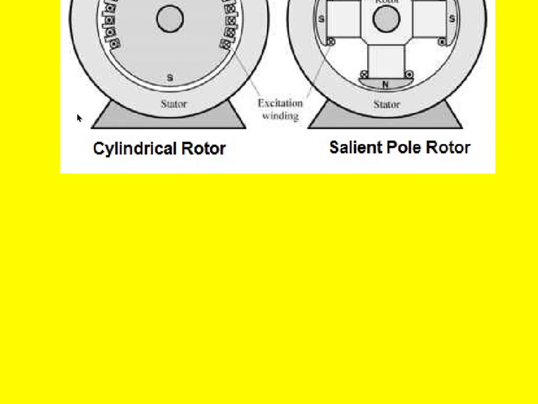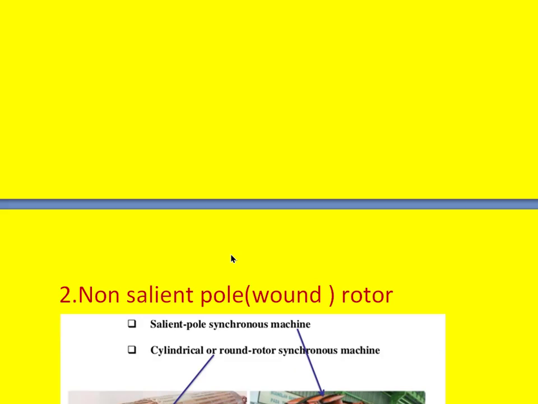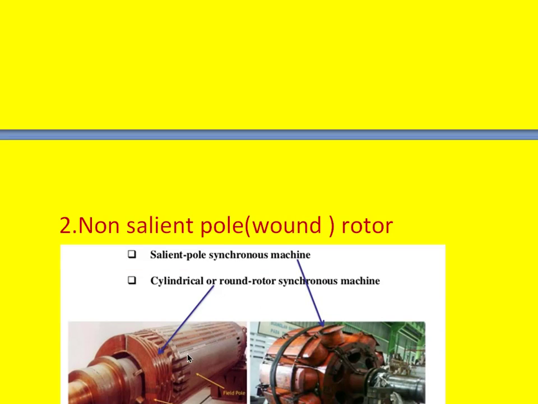As I said earlier, this is the cylindrical rotor. This is also called a non-salient rotor, and if you look at it practically, it will be like this. This is the cylindrical rotor. And this is called the salient pole rotor. If you look at this, these are the salient poles.